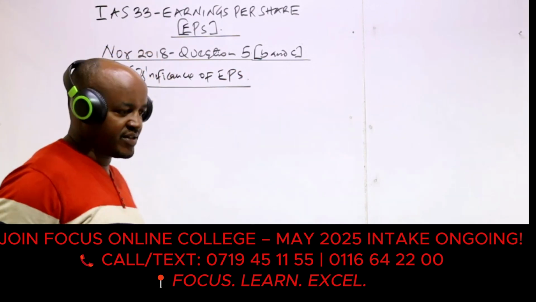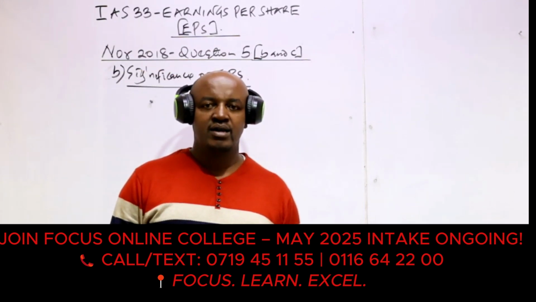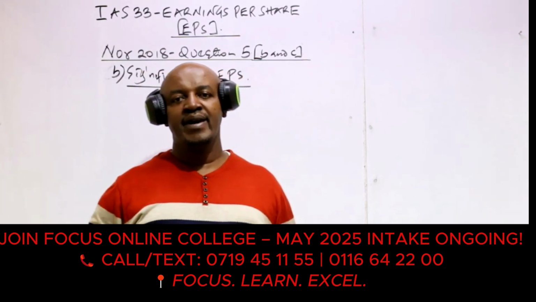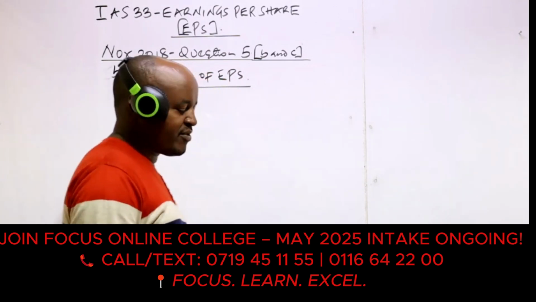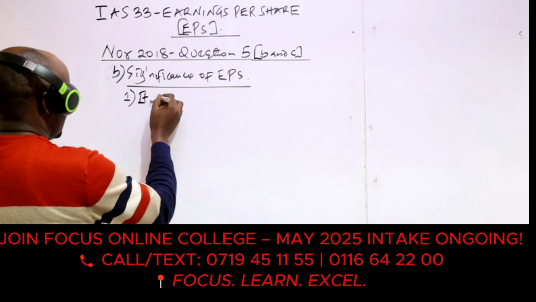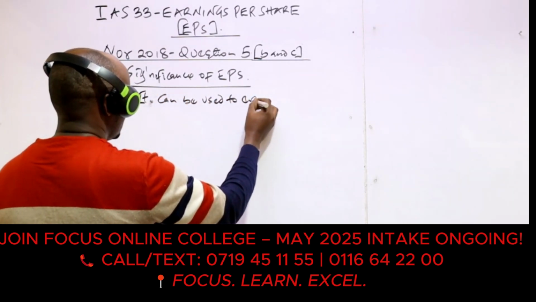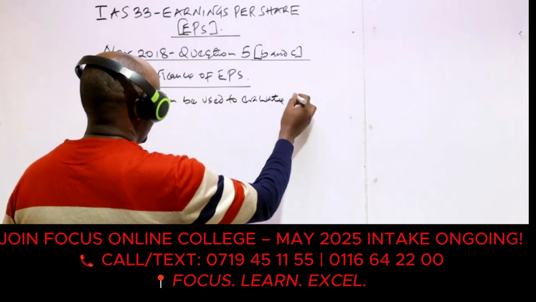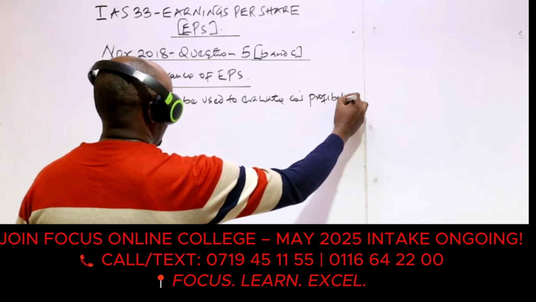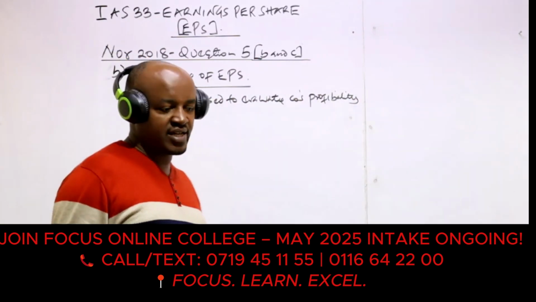Recall in our previous session, we talked about some of the benefits, or basically some of the significance of earnings per share, which has to be computed and disclosed by all listed companies. Number one, it can be used to evaluate a company's profitability. So shareholders can use earnings per share to know how the company generally is performing.